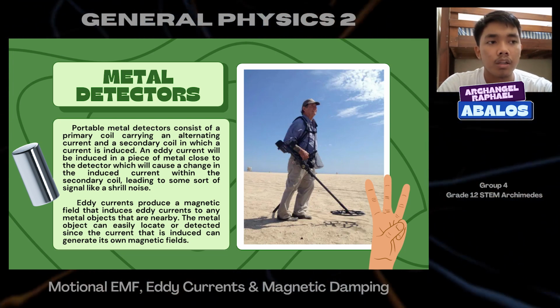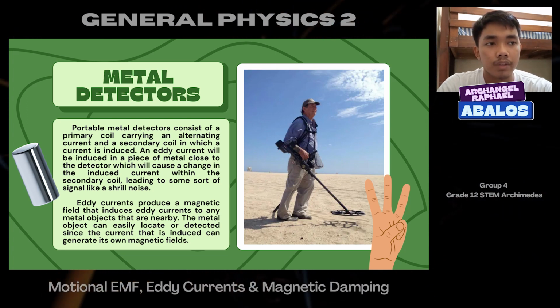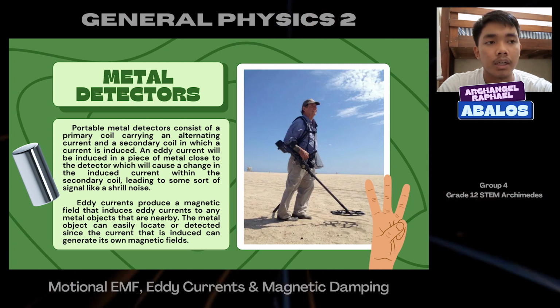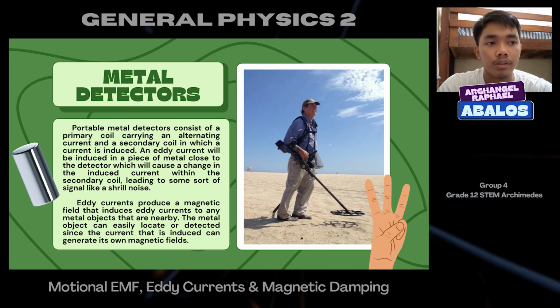Yun ang dahilan kung bakit ang mga eddy current ay kadalasang ginagamit sa mga metal detector. Dahil sa kanilang current, that can allow you to locate ang mga nearby na bagay na metal na nakakatulong sa iyong mapansin kung ang bagay na iyon ay dangerous ba o hindi.